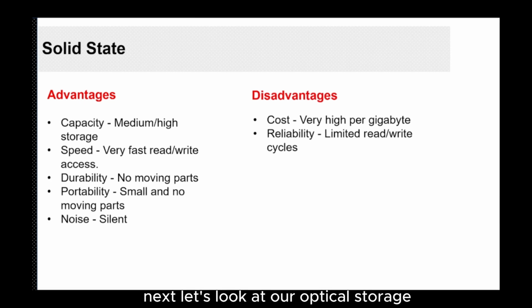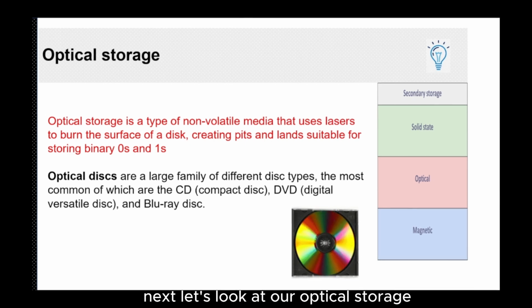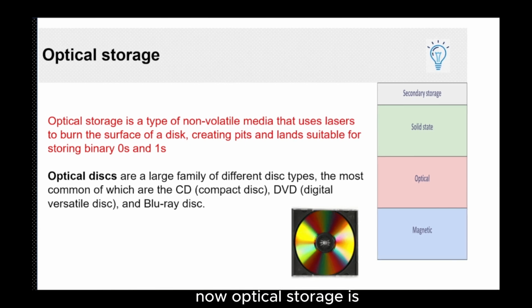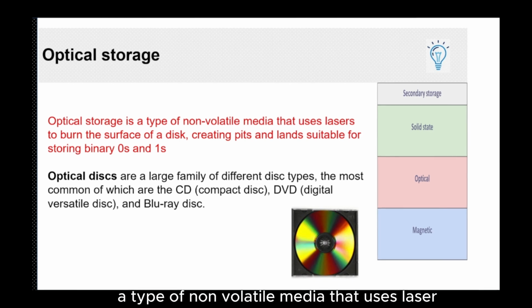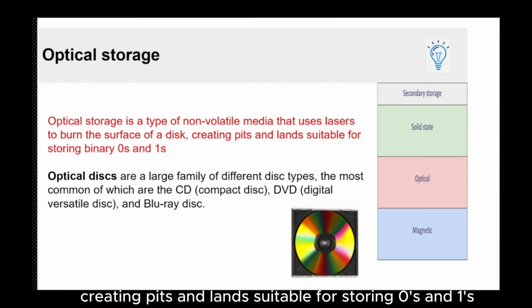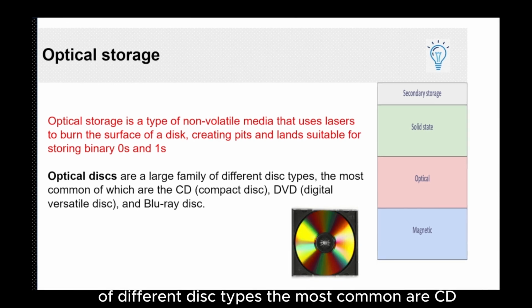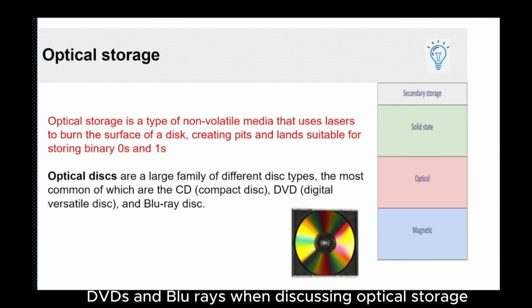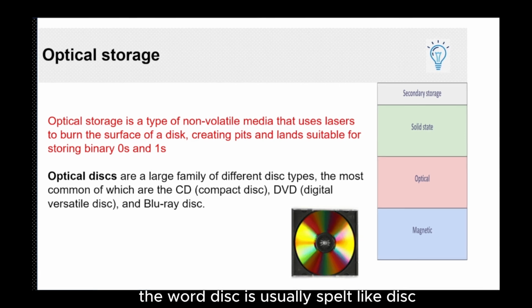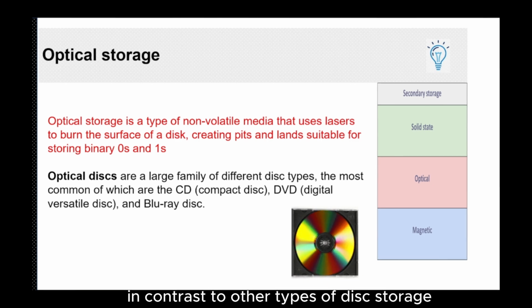Okay. Next, let's look at optical storage. Optical storage is a type of non-volatile media that uses a laser to burn the surface of a disk, creating pits and lands suitable for storing zeros and ones. Optical devices are a large family of different disk types. The most common are CDs, DVDs, and Blu-rays. When discussing optical storage, the word disk is usually spelled DISC, in contrast to other types of disk storage.